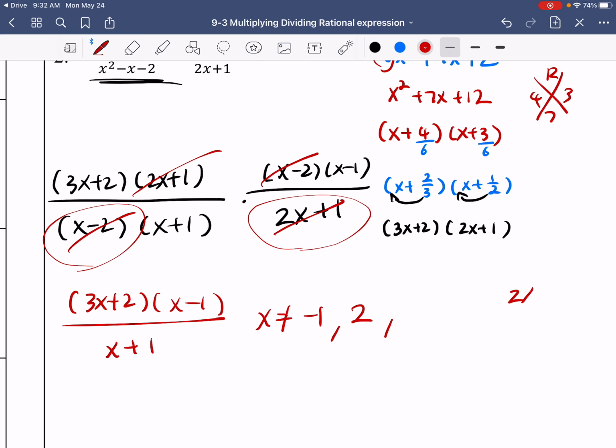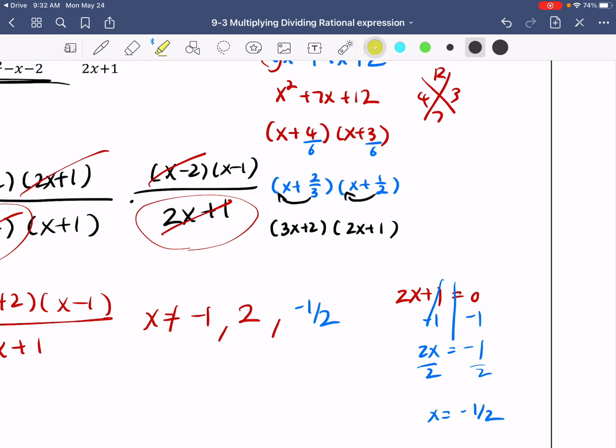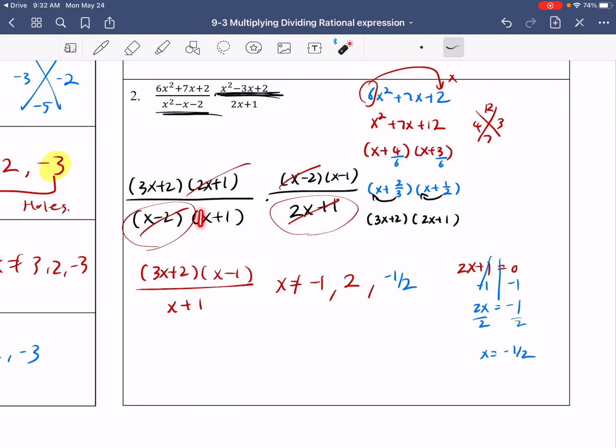Now, 2x plus 1. How can you do that? You have to set this one equal to 0 and solve for x, like that. Okay, so if there's no number here, that's going to be simple. You just do the opposite. But if there's a number in front of x, then you might have to do it like that. So that one, we know these two are going to be our holes.